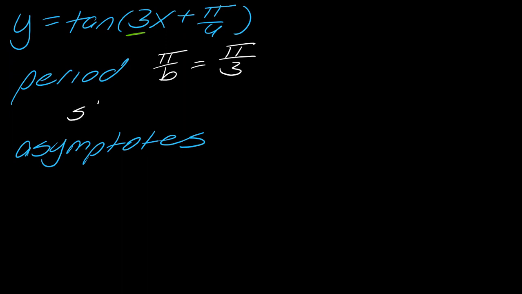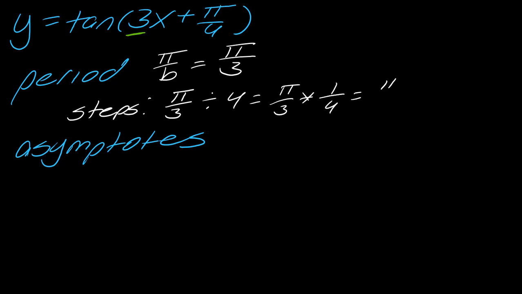And then I always like to figure out what steps I should be taking in my table. So I like to divide this by 4. So this will become pi over 3 times 1 over 4, which becomes pi over 12. Okay, so that's the first thing.